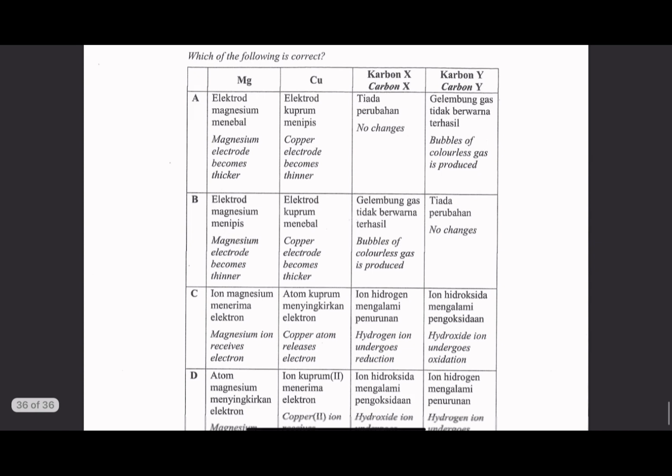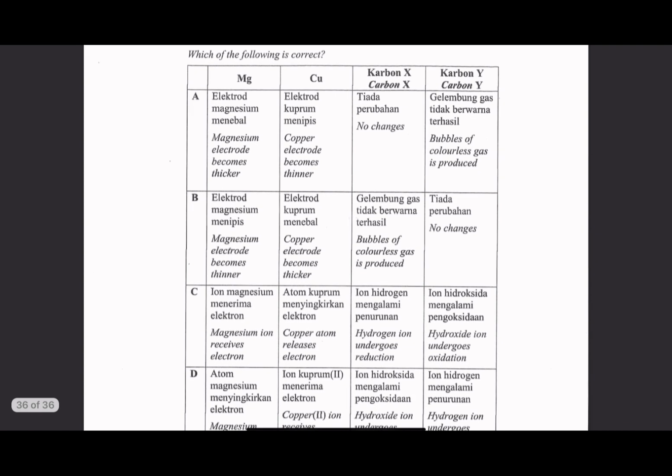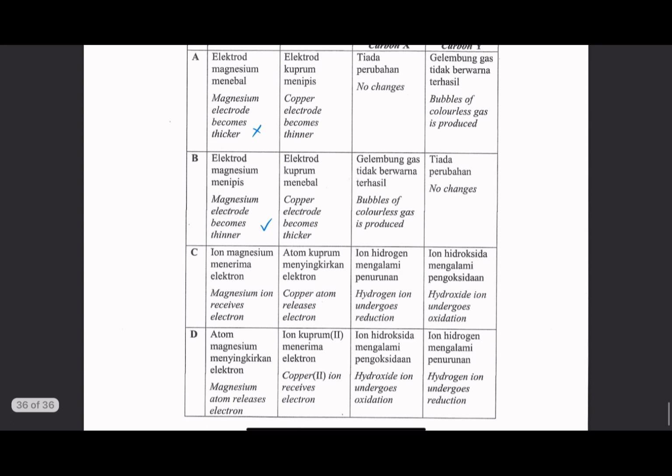Which of the following is correct? Okay, magnesium becomes thicker. No. Becomes thinner. Yes. Receives electrons. No. Donates electrons. Yes. Copper becomes thinner. No. Thicker. Yes. Copper atom releases electrons. No.